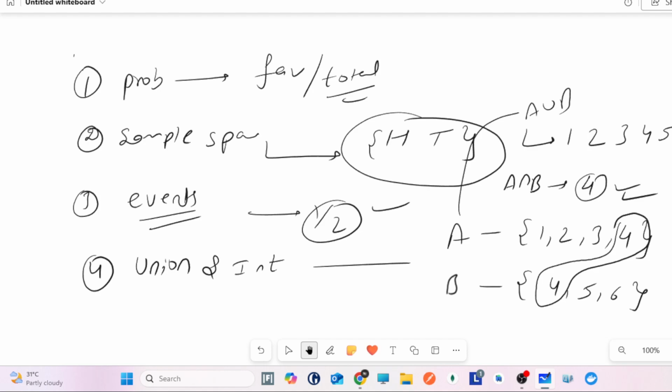Let's quickly revise these two concepts so that we can build a really cool additive rule on that knowledge.